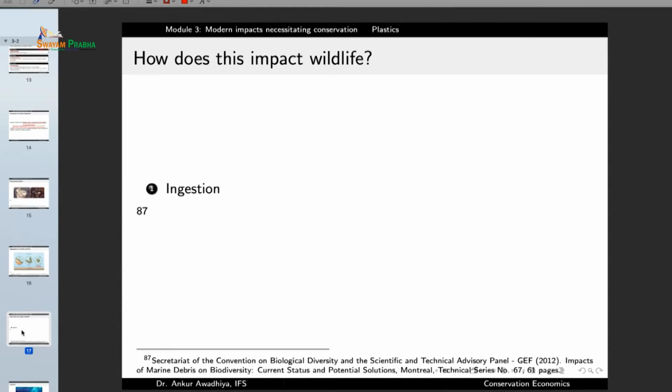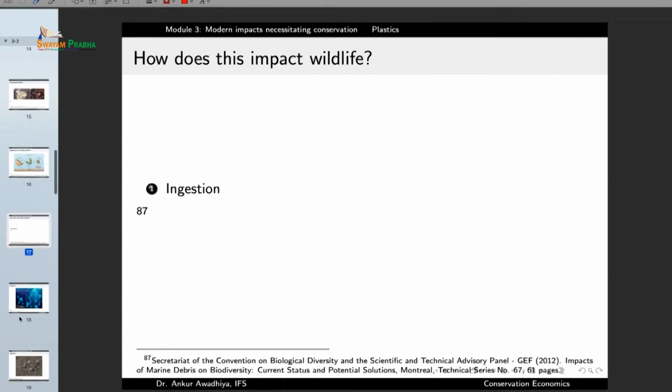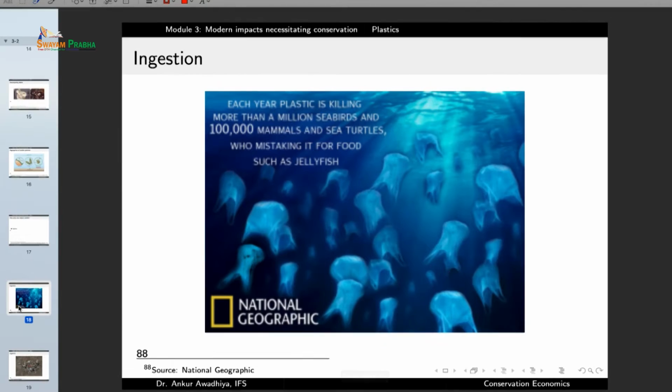So, the first thing that can occur with plastics is that it can be eaten. And in a number of cases, the plastic bags are confused by a number of organisms as food. If you look at these plastic bags, they look very similar to jellyfishes. And if there is an animal that naturally feeds on a jellyfish, it may confuse these plastics as jellyfish and it may eat these plastics.